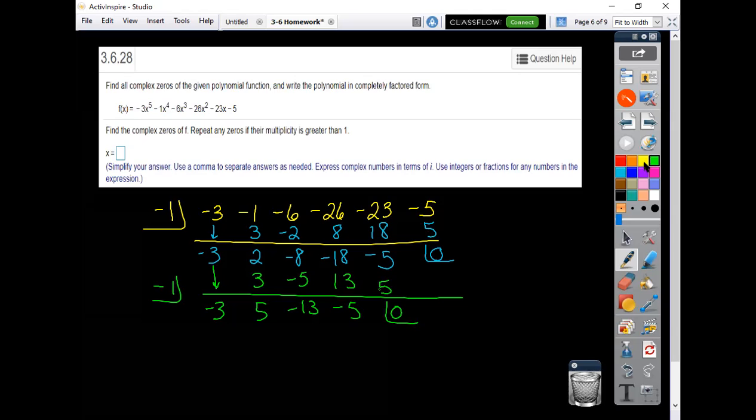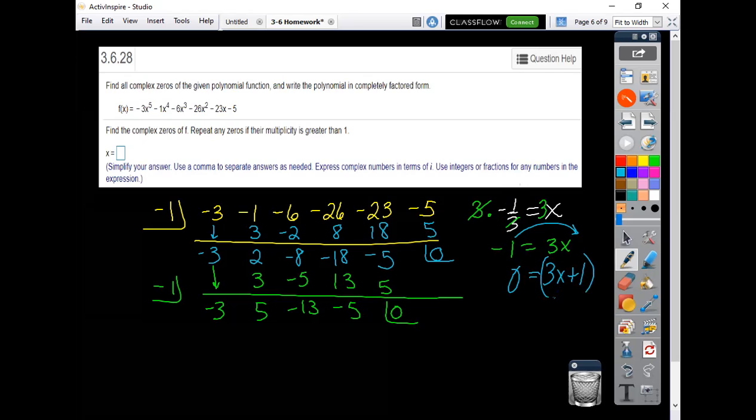Then the last zero was negative 1/3. When you write the factor, you can't have fractions. You make it equal 0, so how would we undo this? I'd start by multiplying by 3, which cancels out that denominator, so I get it equal to 0 without any fractions. Then I would add that 1 to the other side. So if I have a 0 at negative 1/3, the factor is 3x plus 1. Just a reminder of that.